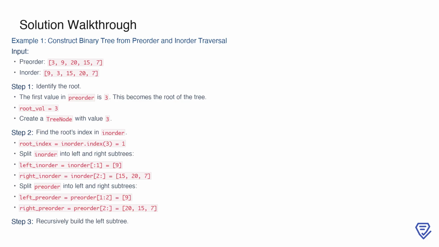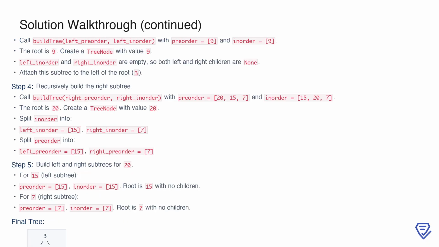Similarly, we partition the preorder traversal to match these subtrees, giving us 9 for the left and 20, 15, 7 for the right. With these partitions in place, we now recursively build the left and right subtrees, starting with the left subtree. To build the left subtree, we call the function with preorder equals 9 and inorder equals 9. Here, the first value in the preorder traversal is 9, which becomes the root of this subtree. Since 9 does not have any elements on either side in the inorder traversal, both its left and right children are none. This completes the left subtree, and we attach it to the root node, 3.